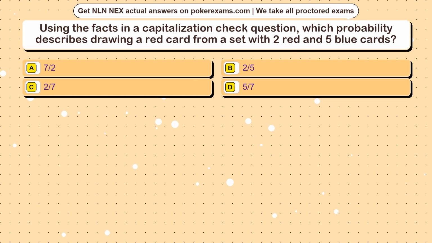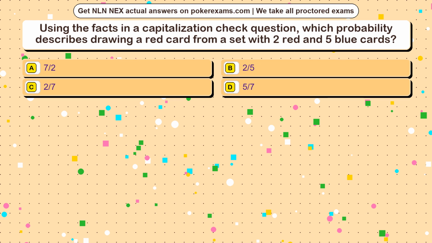Question 16. Using the facts in a capitalization check question, which probability describes drawing a red card from a set with 2 red and 5 blue cards? Option A, 7 halves. Option B, 2 fifths. Option C, 2 sevenths. Option D, 5 sevenths.